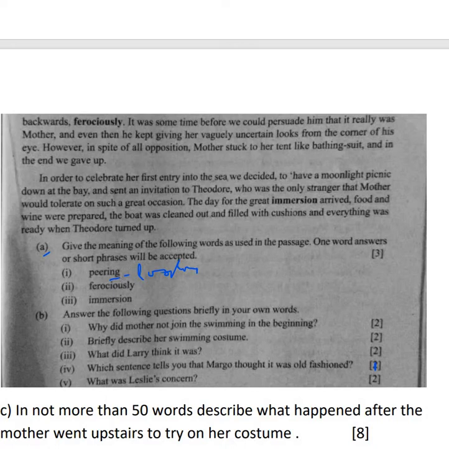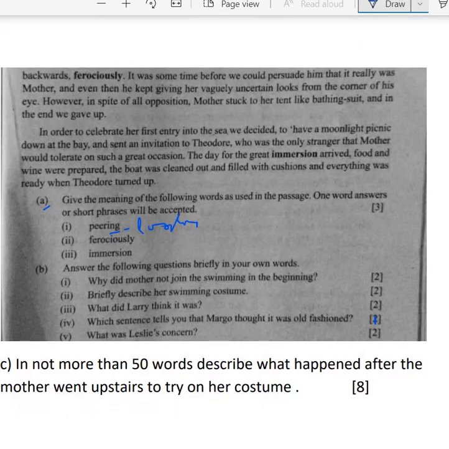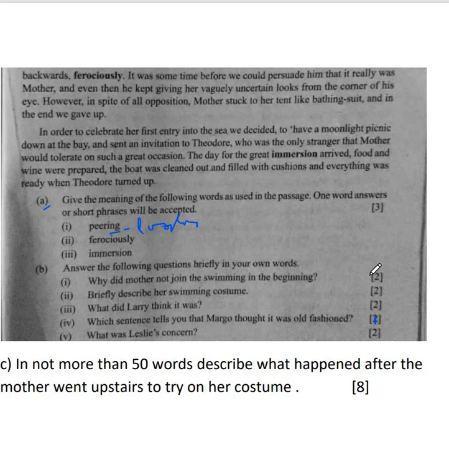Now you see the questions which are given here. You will have to write the answer as per the demand of the question. There is no word limit or anything like that, but you will see that according to the length of the question you will have to give a to-the-point answer. So the first question that comes is, why did mother not join the swimming in the beginning? Because mother did not join the swimming in the beginning, because she thought that she was too old for swimming, and moreover, she didn't have a swimming costume.